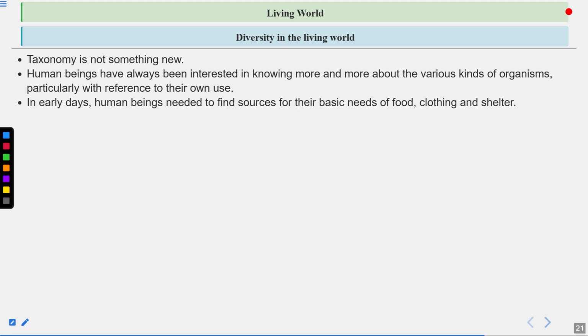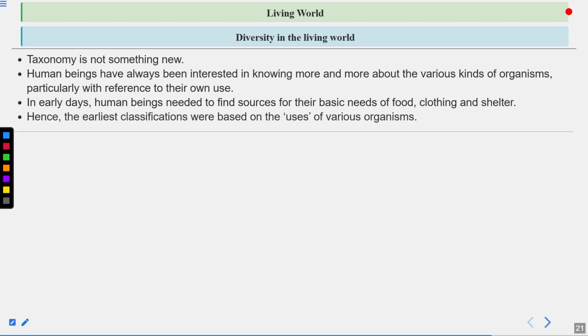Now, in early days, human beings needed to find sources for their basic needs of food, clothing, and shelter. So these were the basic needs of the early human. Even now, these are the basic needs. Hence, the earliest classifications were based on the uses of various organisms. So earlier, how were these organisms grouped into categories? They were grouped based on the uses, whether they are beneficial to humans or not. So that's why earlier classification was based on the uses of the various organisms.